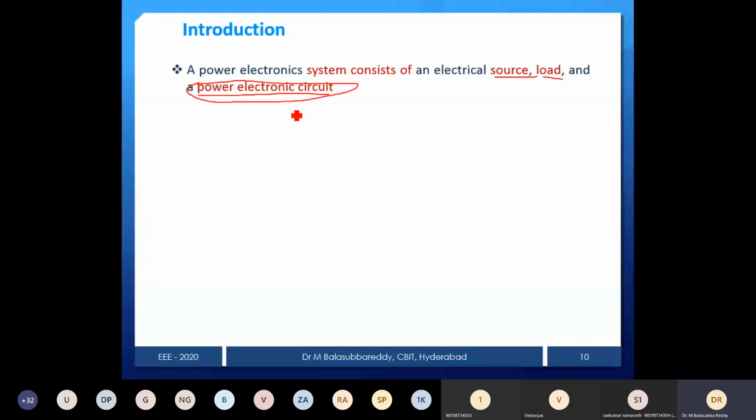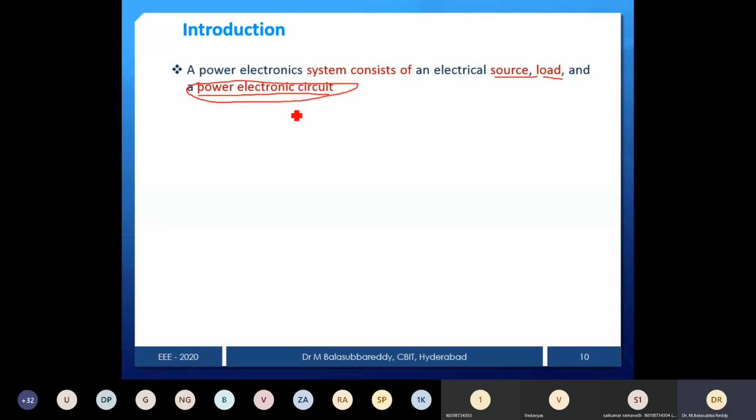Suppose the input is AC only, and we are using an induction motor, then this power electronics controller will act as an AC voltage controller or a cycloconverter. It will convert AC to variable AC. It is connected to the induction motor, like that.